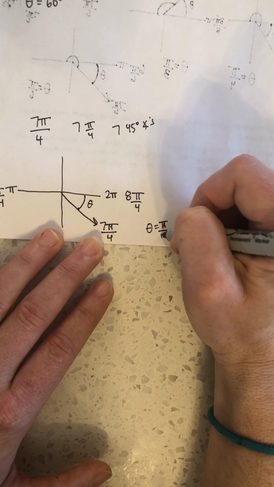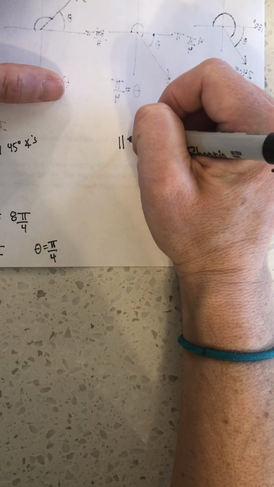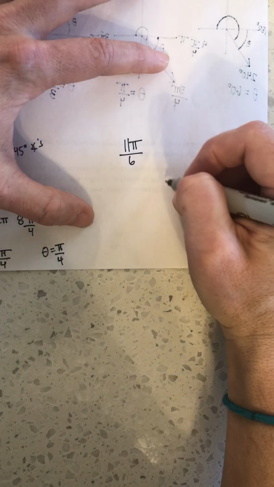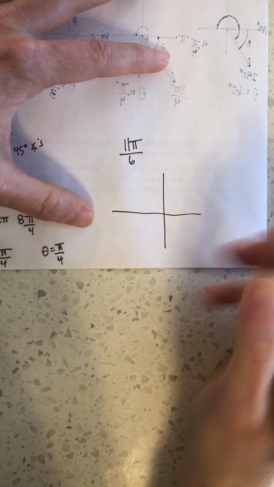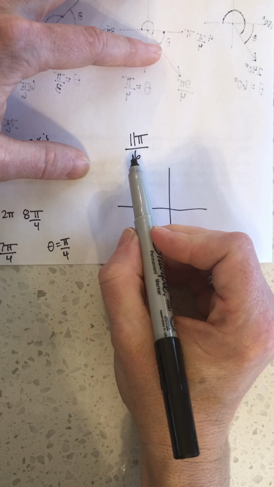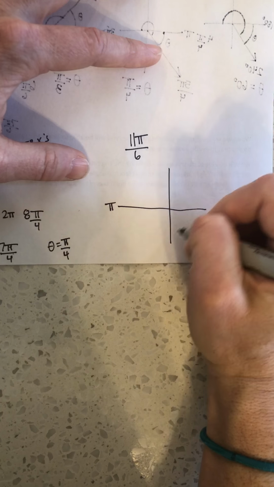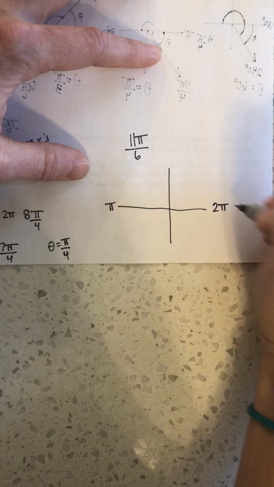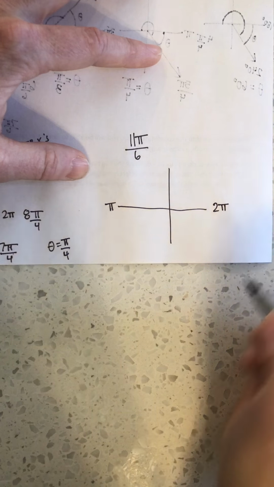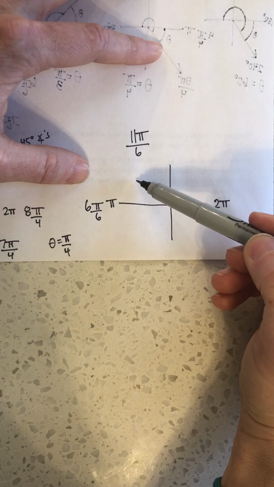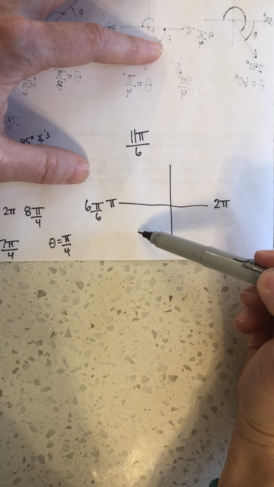Okay, well, how about this one? What if I asked you, what's the reference angle to 11 pi's over 6? Well, let's see. Give yourself a coordinate plane. If you're working with pi's over 6, you have two anchors. You have your pi and you have your 2 pi. Working with pi's over 6, how many pi's over 6 make pi? That would be 6. So that means 5 pi's over 6 land there and 7 pi's over 6 land there.